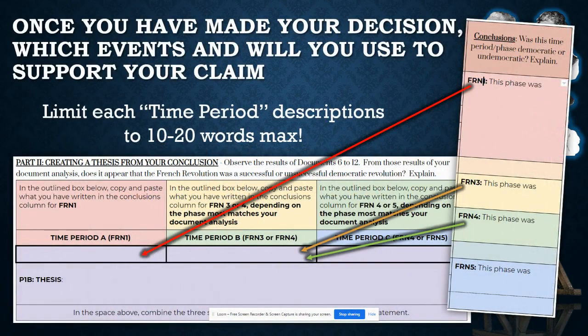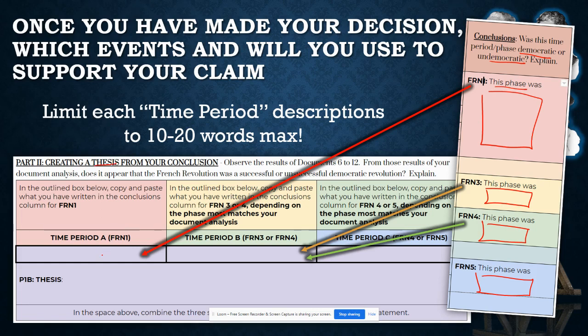So first of all, what you should have completed is the primary source analysis. And not only that, but also generate a number of conclusions, answering the question: was this period of time in France democratic or undemocratic? And so you should have summaries for each of the particular phases in time for the French Revolution. Then what you want to do is take these and transfer what you've written here into a shortened version. So you scroll down in part two, creating a thesis.